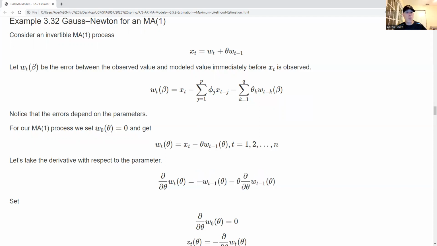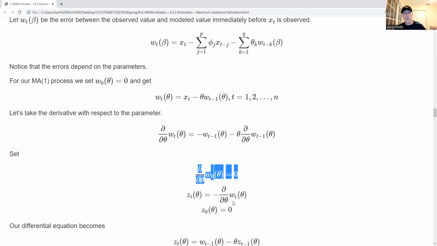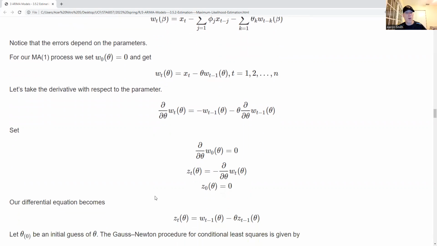Now I'm going to use this assumption that we have here, and I'm going to apply that to here. So we're saying that this is a constant. So when I take a derivative, I get 0. And so now I'm going to set z sub t of theta equal to the negative partial derivative of w sub t. And off of this, that initial z is going to be equal to 0. All right, so now our differential equation gets reduced down to this.